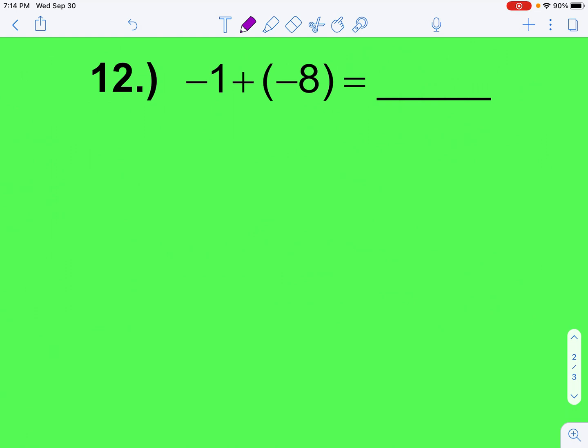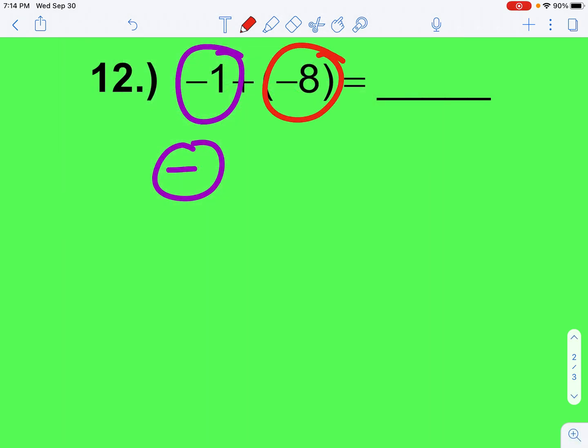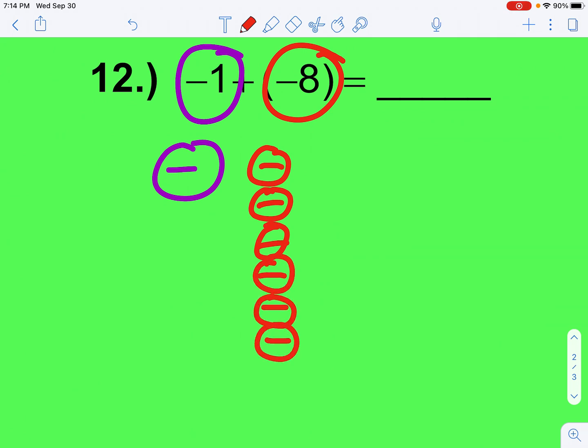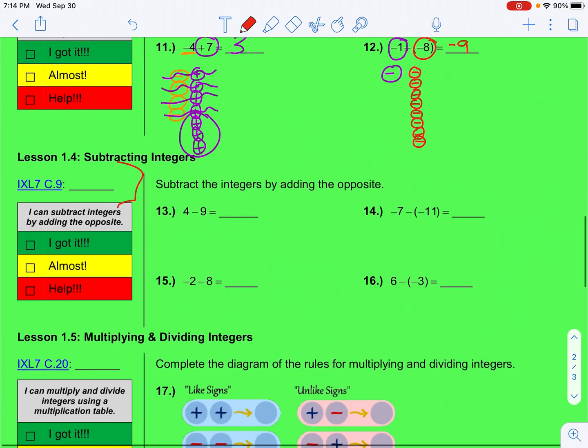-1 plus -8. So I start with my first one, that's a negative sign. Now my second number is a -8, so that means I'm going to also do 8 negatives. 6, 7, 8. But they're both negative, so none of them cancel out, so my answer is -9. Alright, we're moving right on.